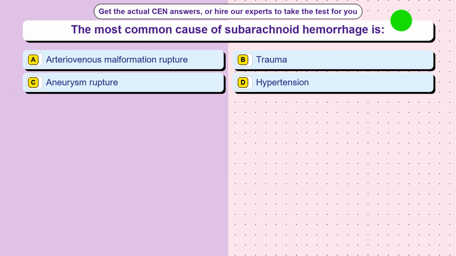Question 62. The most common cause of subarachnoid hemorrhage is: Option A, arteriovenous malformation rupture. Option B, trauma. Option C, aneurysm rupture. Option D, hypertension.